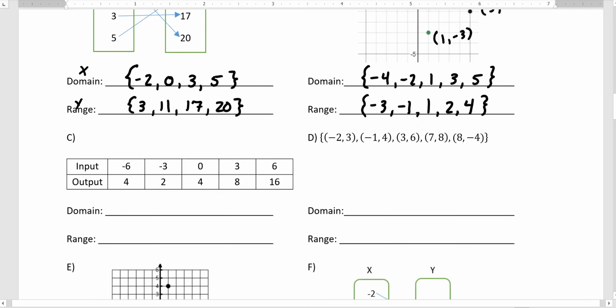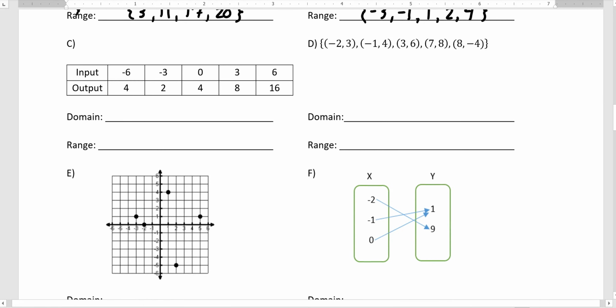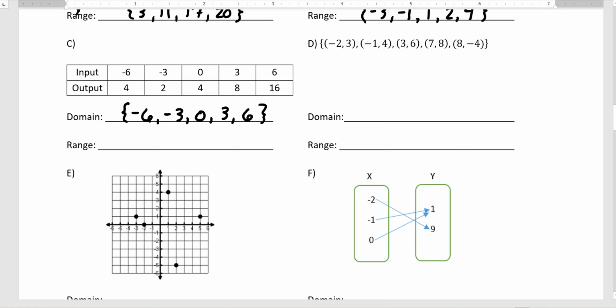All right, let's try this one here. Looking at letter C. So my domain are my inputs. And this is nice because they already have them listed from least to greatest. So -6, -3, 0, 3, 6. There we go. Now my outputs, all right, so notice here I have 4, 2, 4, 8, 16.